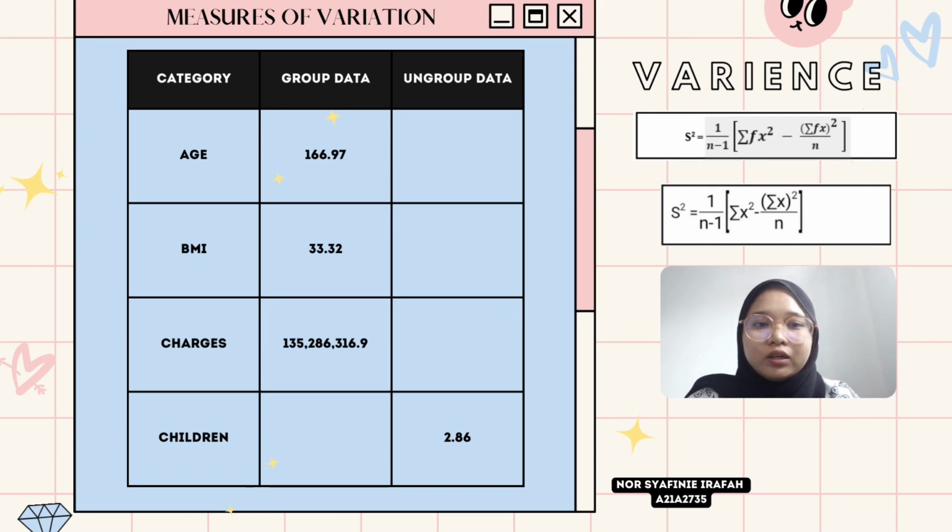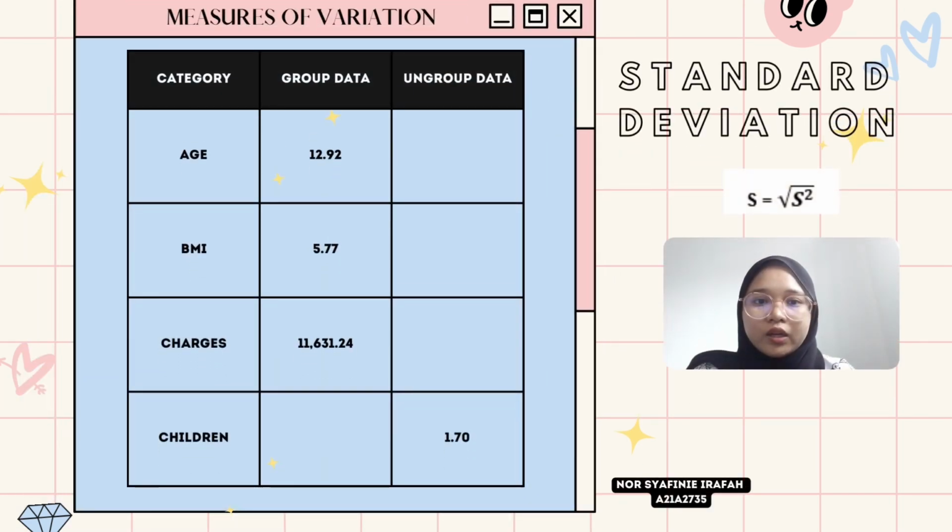So variance for age is 166.97, variance for BMI is 33.32, and variance for charges is 135,2018,6,3016.9, and children is 2.86.